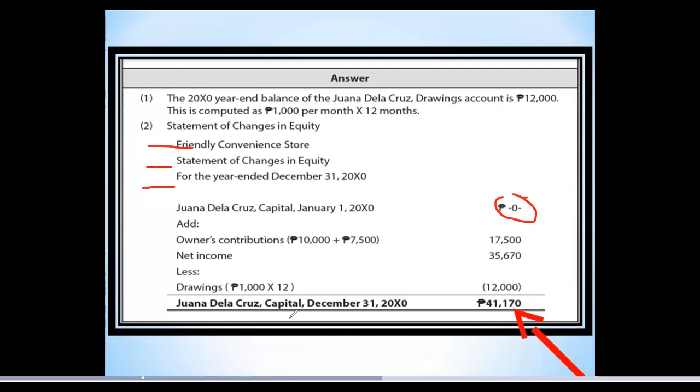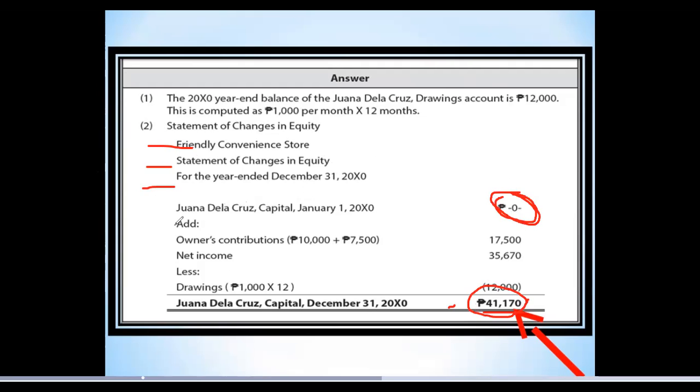So when we say beginning balance, just take, for example, this one. The ending capital balance of Joanna de la Cruz is 41,170. So this is the ending balance, and for the coming year, January 1, 2001, this will be the beginning balance also. So let's go back. There is no beginning balance because this is the first year of the operation of the business.